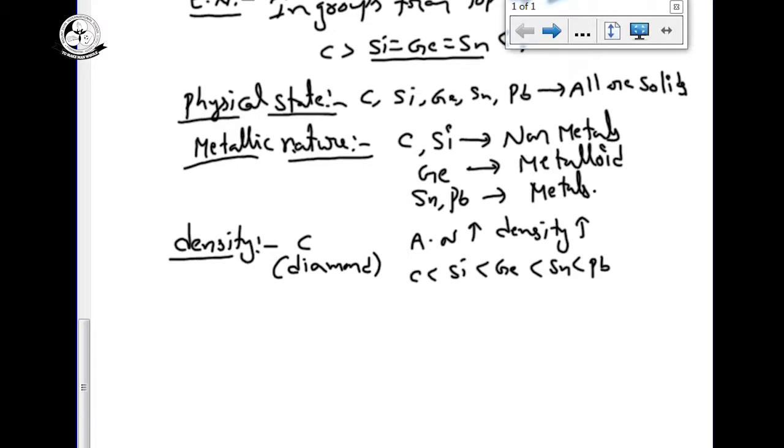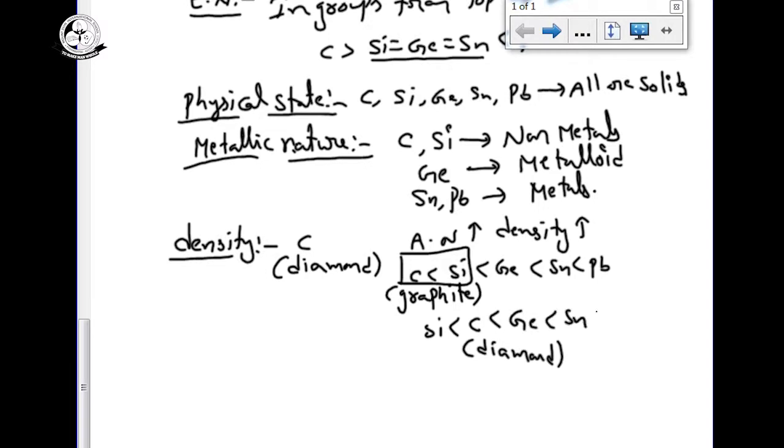But if carbon is graphite, the order is correct. If the carbon is diamond, there is a small change: carbon and silicon will be exchanged. Diamond is denser than silicon. Now the order will have a small change between carbon and silicon.